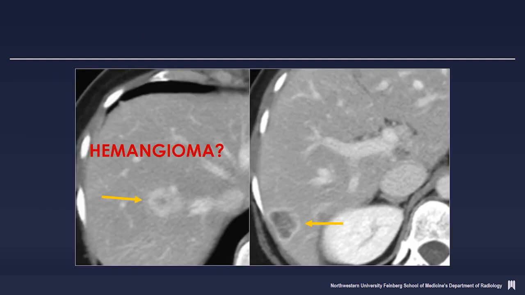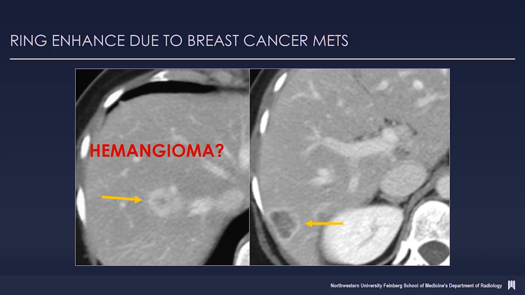How about this patient? So this is an example where you see a continuous ring of enhancement, and then when you look closer at her history, it turns out she has a history of breast cancer. So whenever you see a continuous rim of enhancement as opposed to that peripheral discontinuous rim, you have to consider other things. And in this particular case, given her history of breast cancer, as expected, this turned out to be ring enhancement due to breast cancer metastases to the liver.